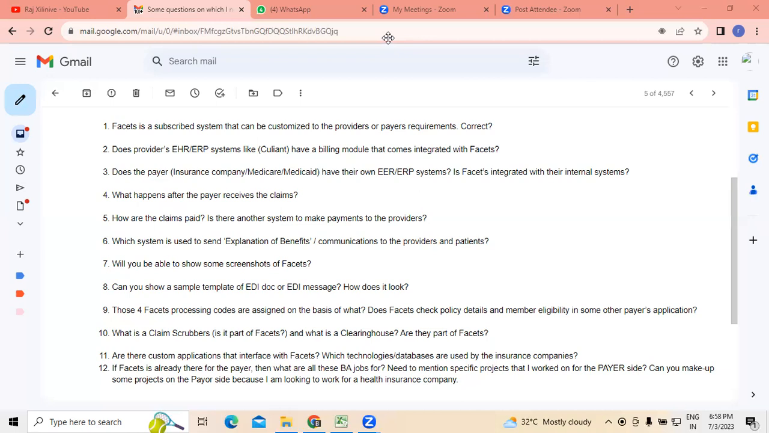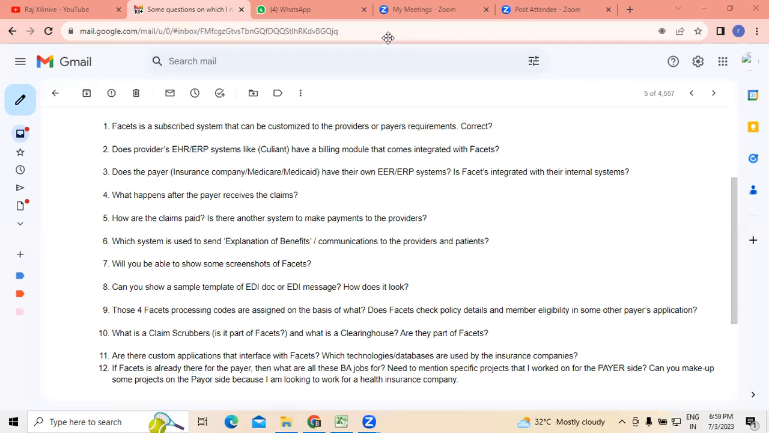For example, a healthcare provider called X hospital or Y hospital has been using the QNext application for a very long time. Now they want to transform their systems and their processes towards Facets. That configuration and everything is what, as a business analyst, you may be required to get involved in, subject to that situation arising, because sometimes a complete application transformation might take place.